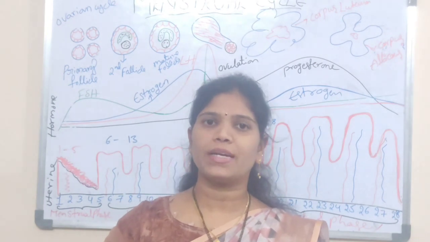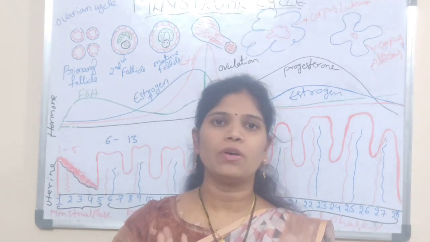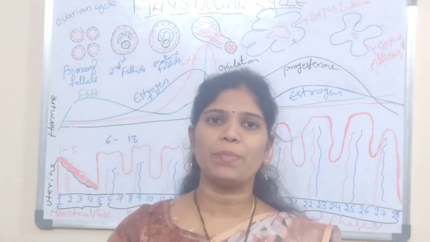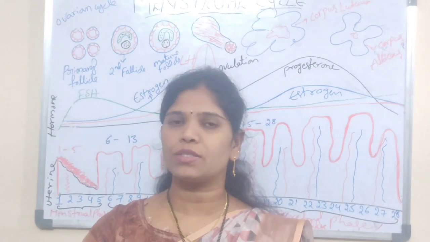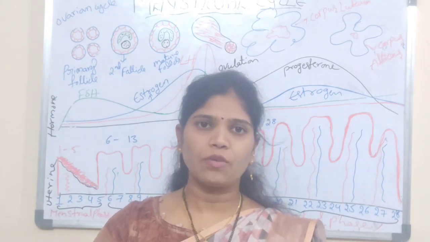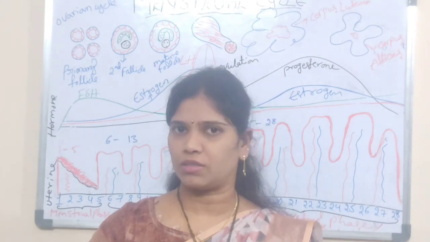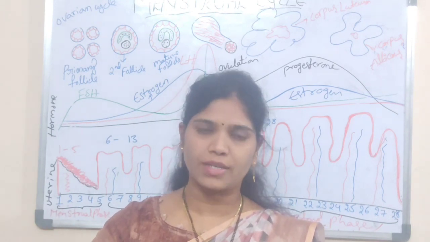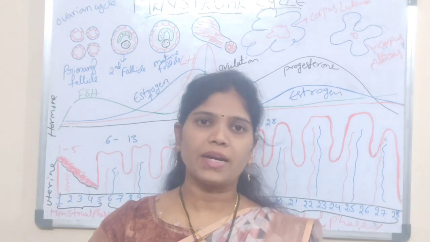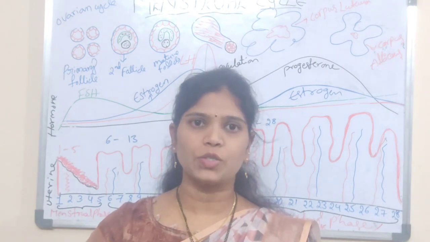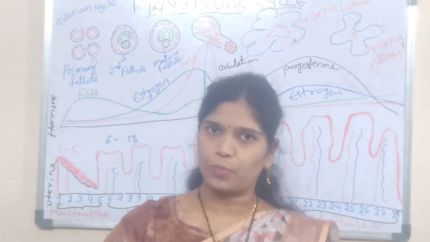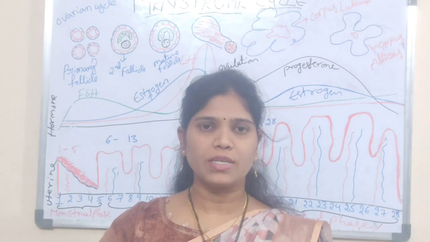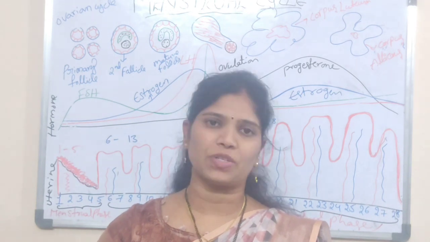Each female gets her menstrual cycle at the age of puberty. What is the meaning of puberty? Puberty means the development of the secondary sexual characteristics. The age of puberty is 12 to 16 years. At that age, girls get their first menstrual cycle, which is called menarche. And above the age of 45 years, they stop their menstrual cycle, which is called menopause. Menarche is the starting of the menstrual cycle and menopause is the ending, the stoppage of the menstrual cycle.